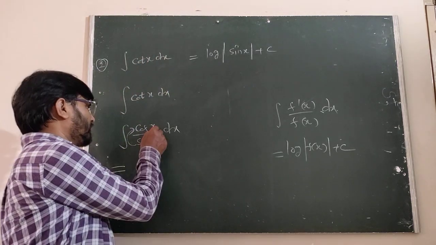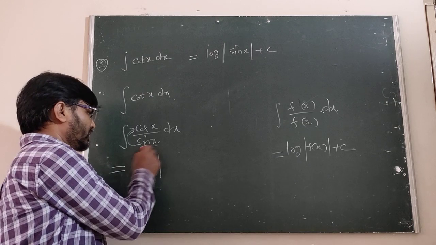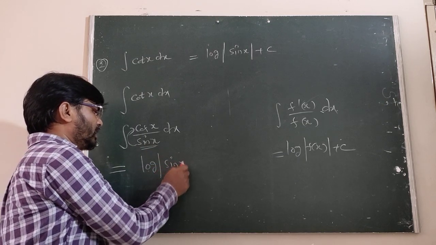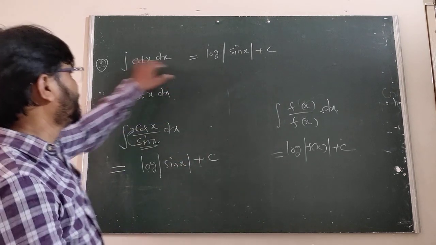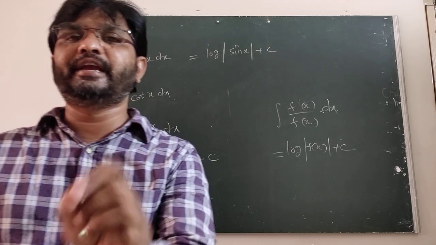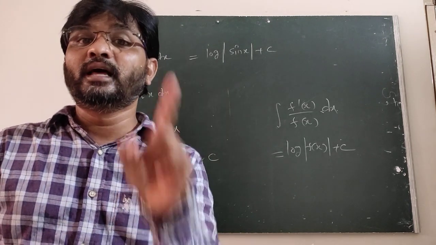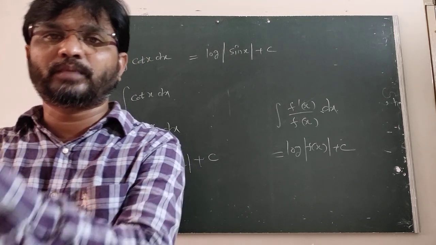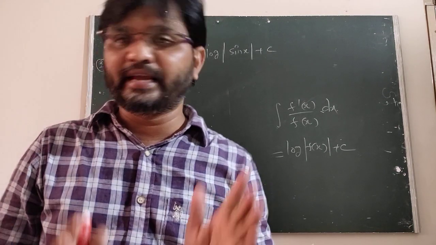Therefore, compared with f dash of x by f of x, the answer is log mod of f of x, where f of x is sin x, and the integration constant is c. This is the integral of cot x into dx is log mod of sin x plus c. Integral of tan x dx is log mod of secant x plus c. And the integral of cot x is log mod of sin x plus c.